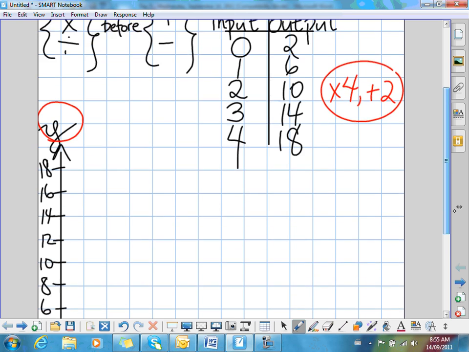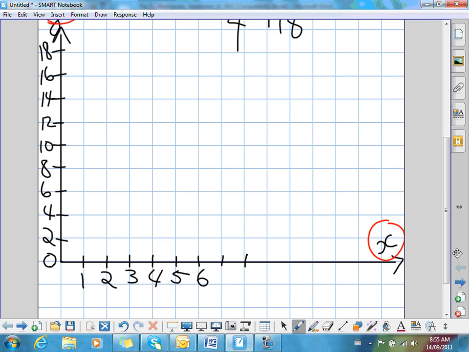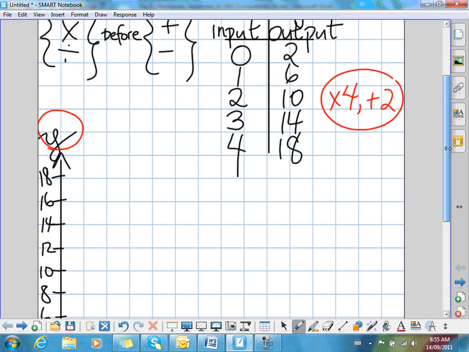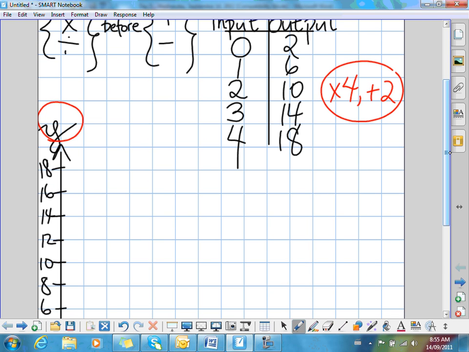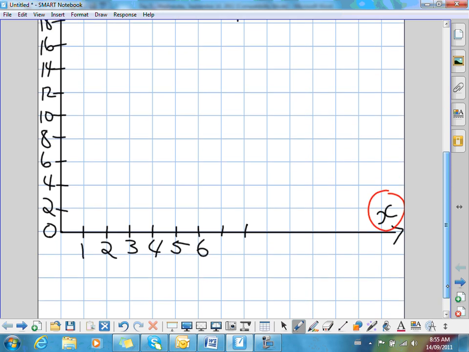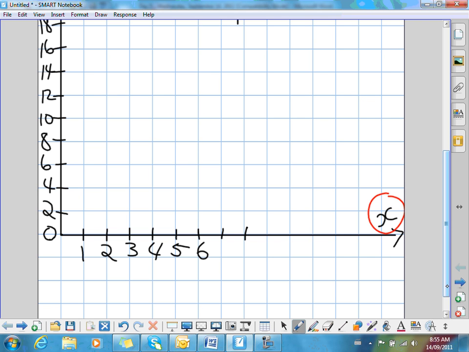Okay, so what is the first coordinate that's in the t-table? I should say coordinate means point. What's the first point we're going to plot from our t-table? Yeah, so 0, 2. Remember, it's the x value, 0, followed by the y value, which is 2. So 0, 2 ends up right there.